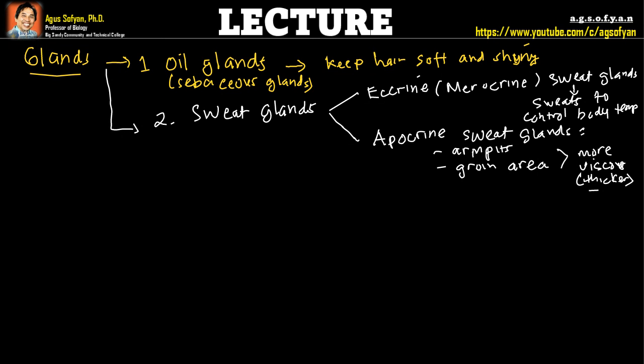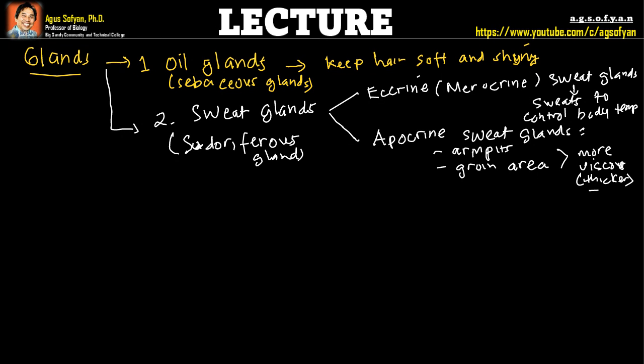Another name for sweat glands, or the scientific name for sweat gland, is Sudoriferous gland. Okay, Sudoriferous glands means sweat gland.